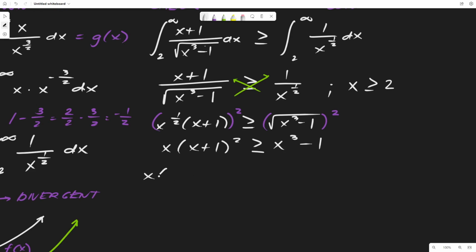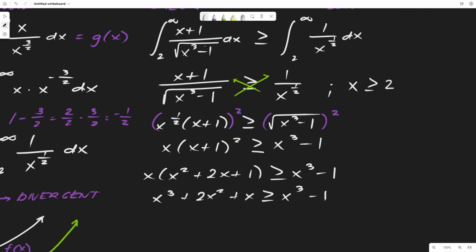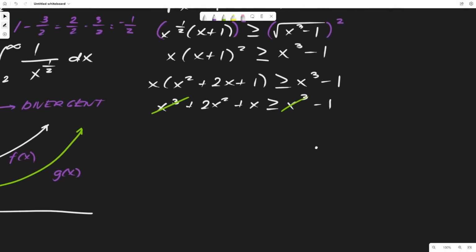So we have x times (x squared plus 2x plus 1) is greater than or equal to x cubed minus 1. So we have x cubed plus 2x squared plus x is greater than or equal to x cubed minus 1. Since both sides have x cubed, we can cancel that. They are only subtracting. Then we test. Obviously, this is always greater than negative 1.